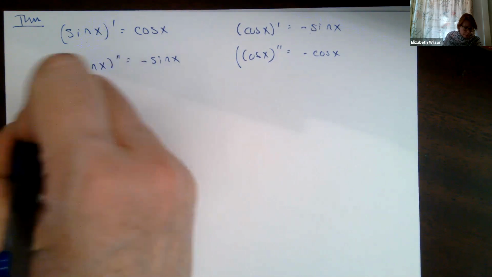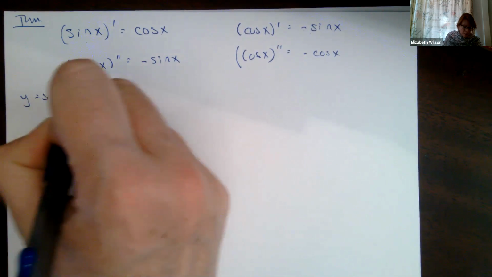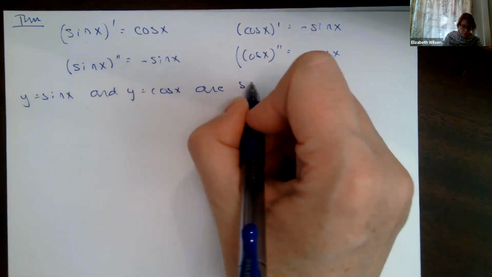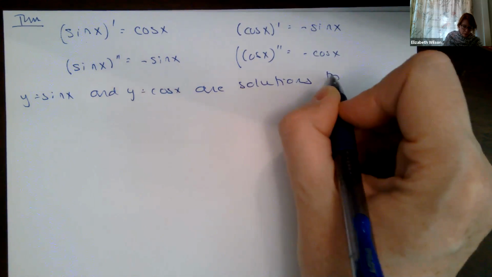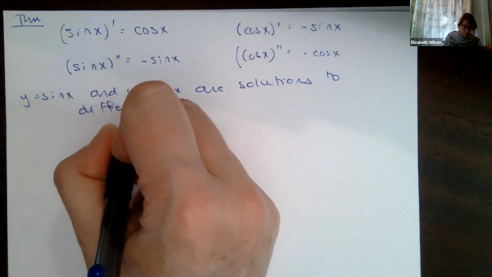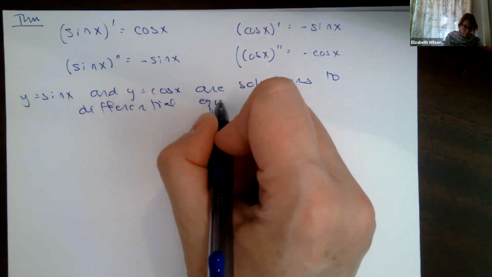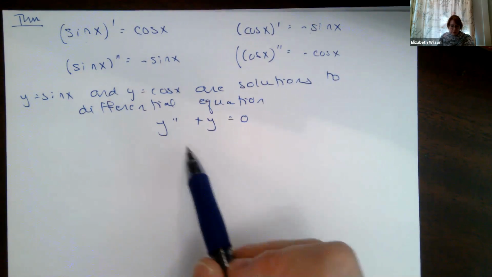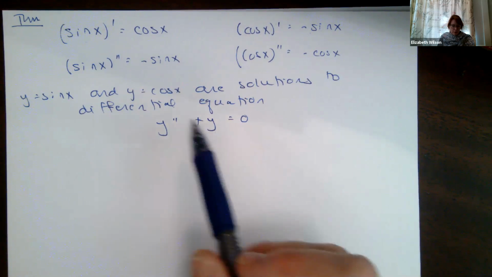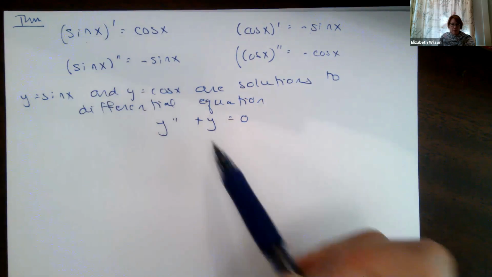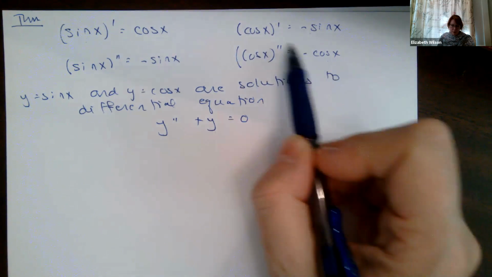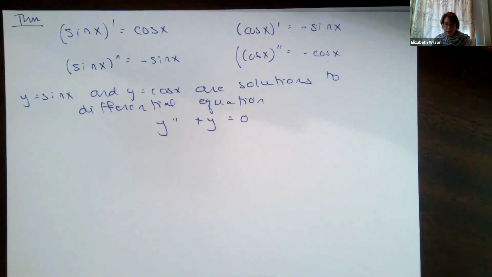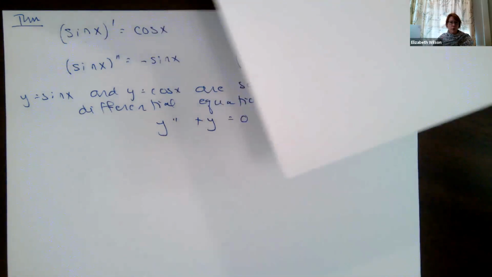Also, we can say y equals sine of x and y equals cosine of x are solutions to the differential equation y double prime plus y equals 0. The second derivative plus the function will be 0. Knowing what these solutions are is going to help you when you do more complex things like differential equations and when you apply it later.